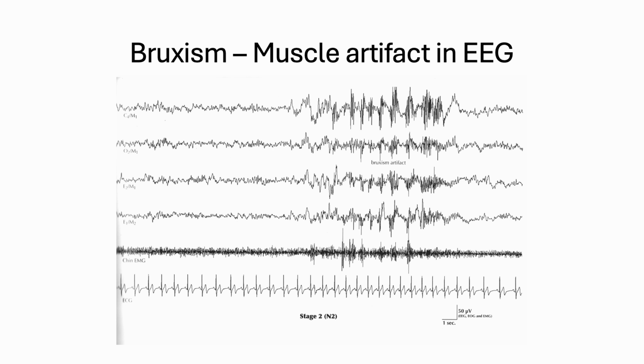Here's some more bruxism. It's showing up in the EEG this time. If you hold the side of your head just above your ears and a little bit forward, and you grind your teeth or you clench your teeth, you can feel the side of your head kind of moving. That's what we're looking at right here.